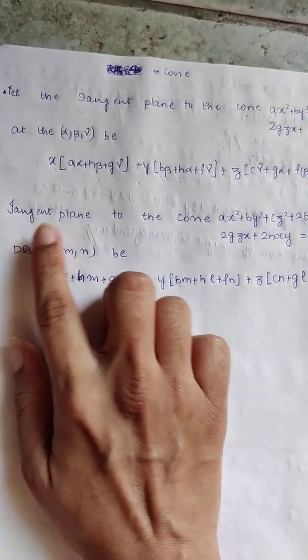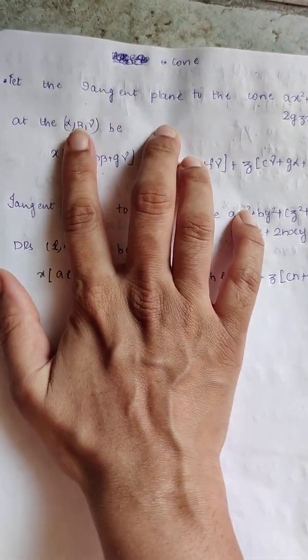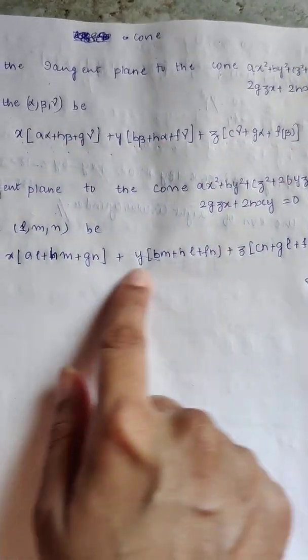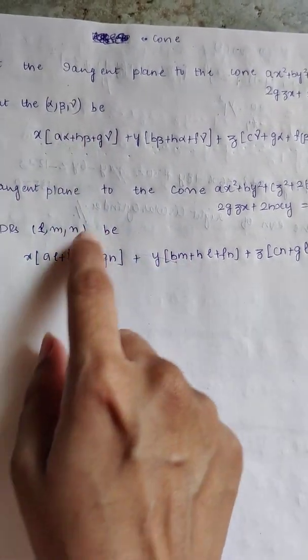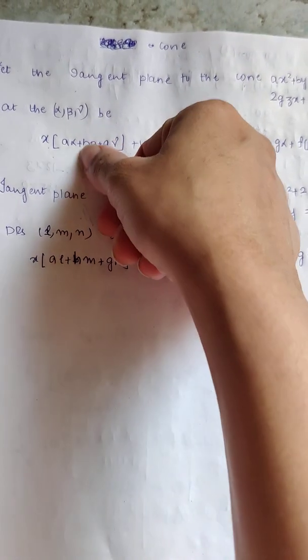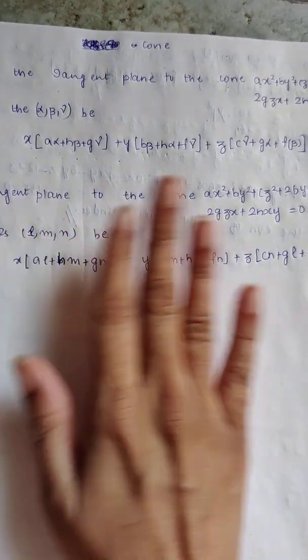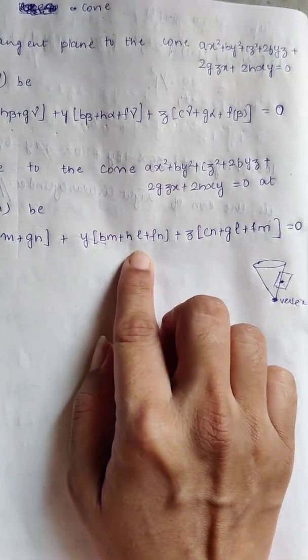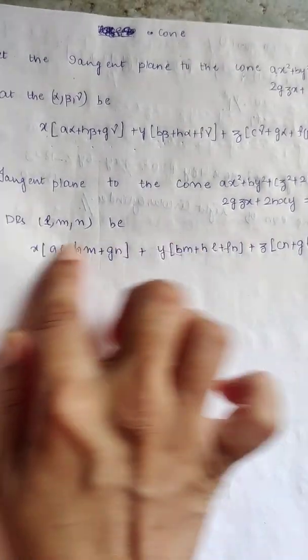And then the same thing, what is the tangent plane to the cone at DRs lmn? So in the previous problem we had the point of contact as alpha, beta, gamma. Instead of point of contact we have DRs. So the equation is going to be the same. Wherever you have alpha, beta, gamma, you're going to replace it with L, M and N. So alpha is replaced with L, beta is replaced with M, gamma is replaced with N. So x into (AL plus HM plus GN) plus Y into (BM plus HL plus FN) plus Z into (CN plus GL plus FM) equals to 0. This is the equation of the tangent plane.